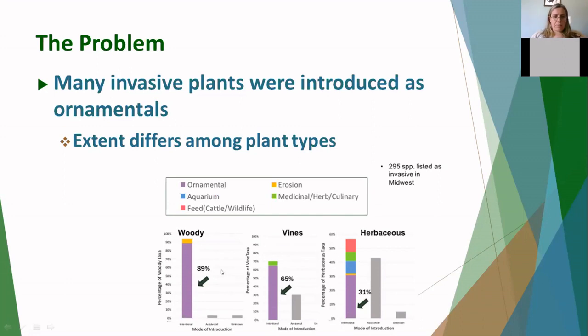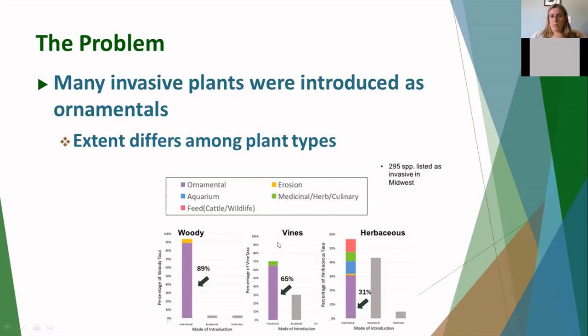And what you see is that for woody taxa, the vast majority were introduced on purpose, and for those purposes, in 89% of cases, it was as an ornamental plant. The other little part you see with woodies, about 5%, were introduced to control erosion or for reclamation purposes. With vines, there's still a pretty high percentage, so about 65% of all vine species that were introduced were done so for ornamental use. There you see this little block representing about 5% was for medicinal herb or culinary use.